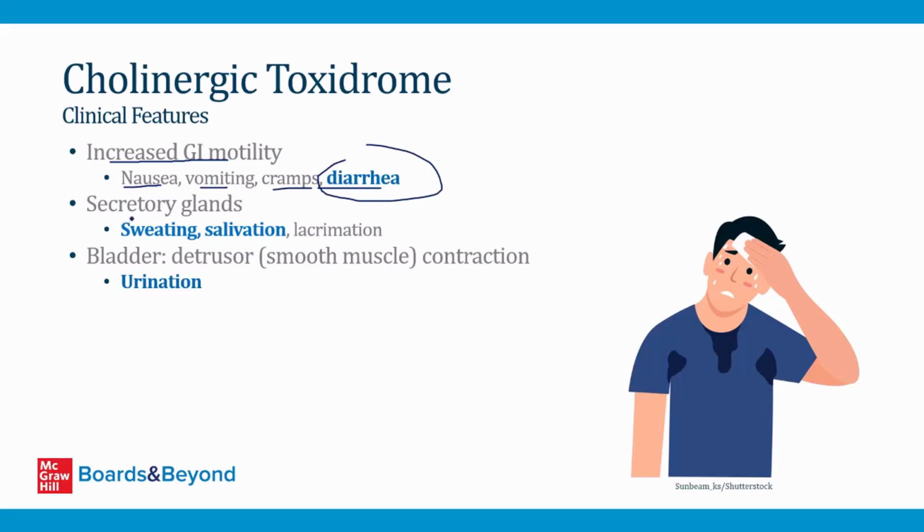Also in a cholinergic toxidrome, you have activation of secretory glands. So patients will sweat profusely because that's mediated by acetylcholine. They will salivate, and they will also lacrimate, meaning their eyes will become teary. All of these things are mediated by acetylcholine binding to muscarinic receptors. And then in the bladder, the detrusor muscle contains smooth muscle that's activated by acetylcholine working on muscarinic receptors. So in a cholinergic toxidrome, patients can lose urine. They can complain of involuntary urination, and this, along with diarrhea, are classic features of a cholinergic toxidrome.